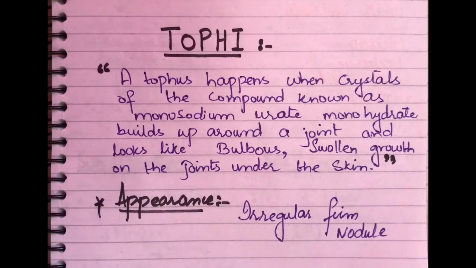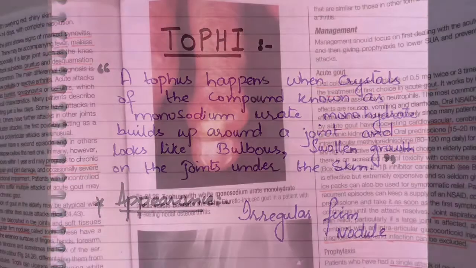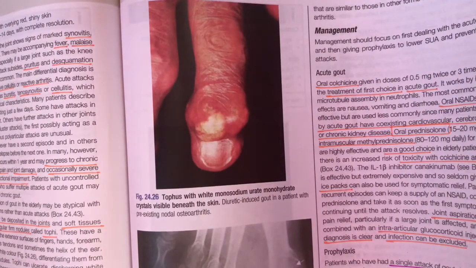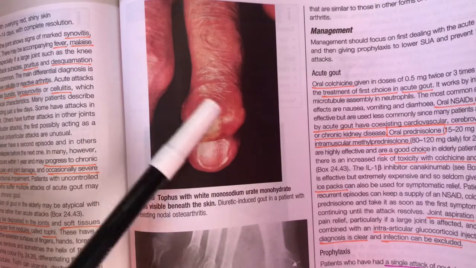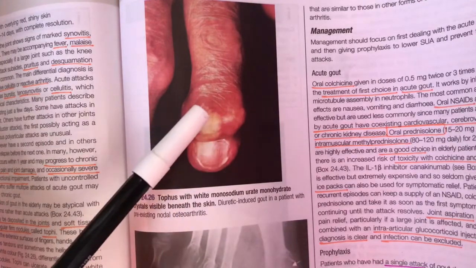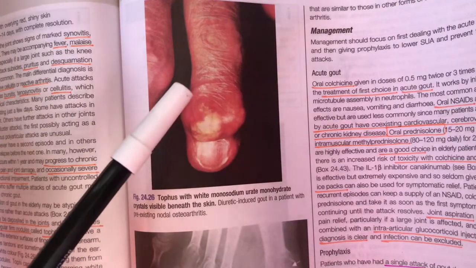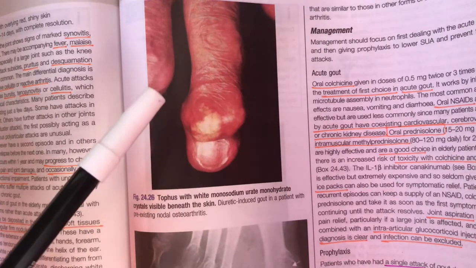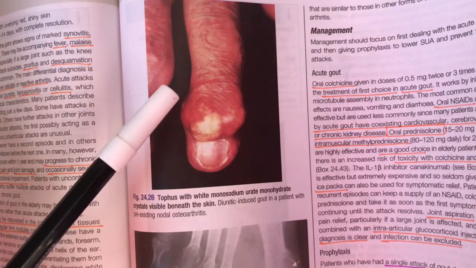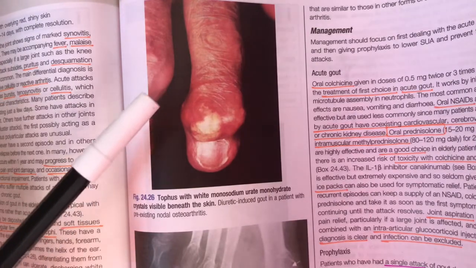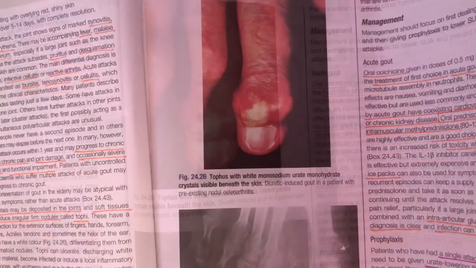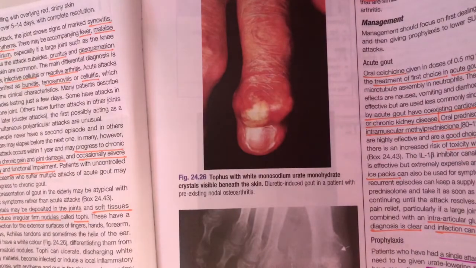How does it appear? It appears like an irregular firm nodule. Here is a representation of tophus formation. As represented in this picture, this is the tophus formation, where it basically forms. It mainly forms on the first metatarsophalangeal joint, that is, of the big toe. When it forms on the metatarsophalangeal joint, it is basically due to the accumulation of monosodium urate monohydrate crystals. This is a picture representing the tophus formation, or the tophi.